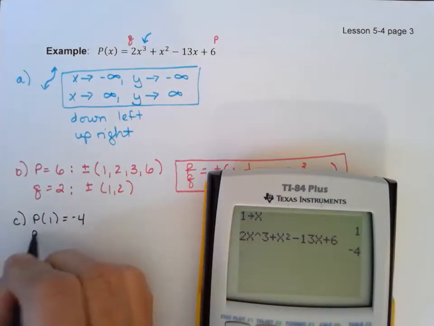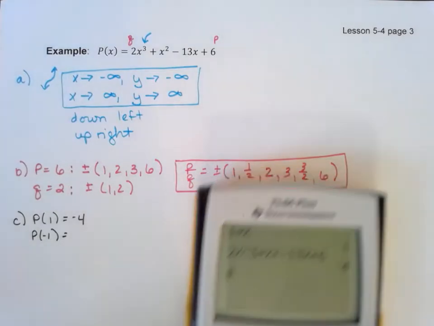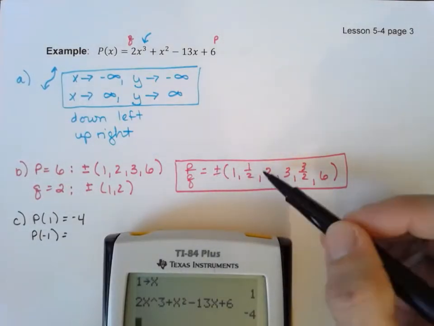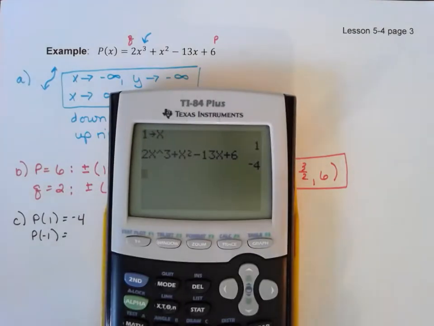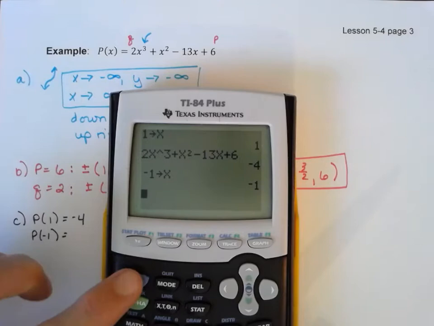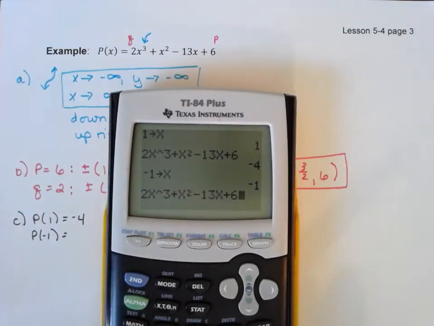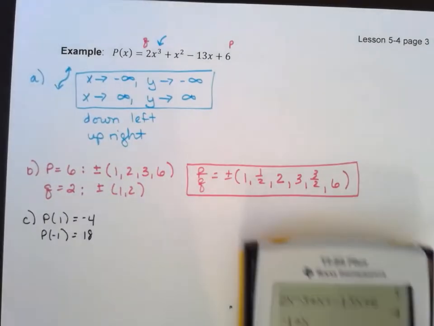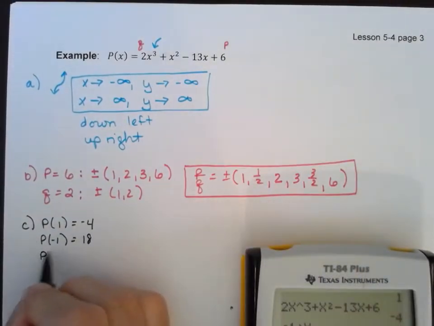I keep going. I always just test the very next one. So I test positive 1, then negative 1, then positive 1/2, then negative 1/2. So now what I'm going to do is store negative 1. I'm going to recall the function. This time I get 18. That doesn't work. So I move to the next one, which is 1/2.